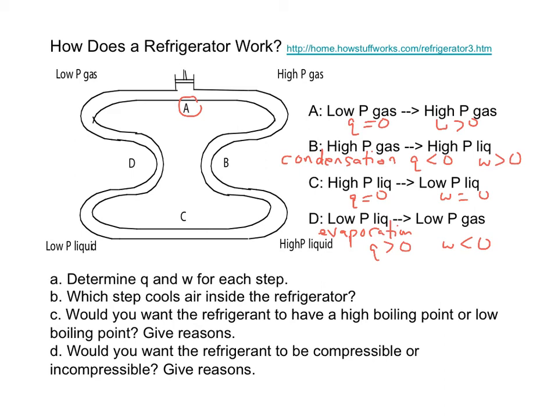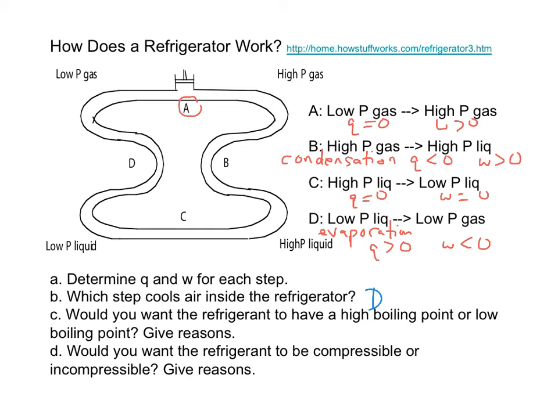In step D, the liquid evaporates to a gas. So that process is endothermic. Note that we're going from 0 moles of gas reactants to 1 mole of gas products. So delta N is positive, delta V is positive, so work is going to be negative. The step that cools air inside the refrigerator is going to be step D. When the refrigerant evaporates, it's got to gain heat. Where does the heat come from? Well, it comes from the air inside the refrigerator, which loses heat.